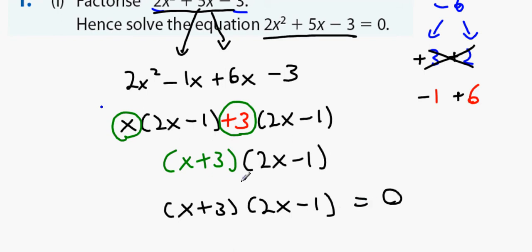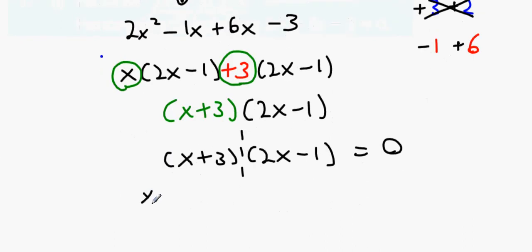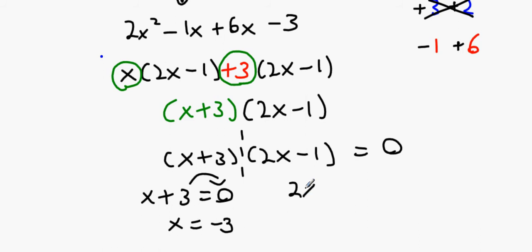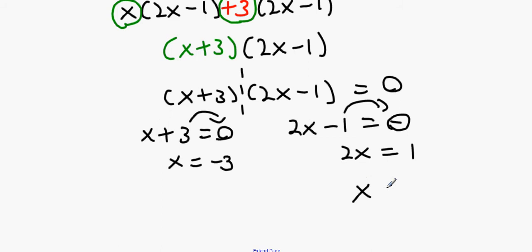This means that either the first number is 0 or the second number is 0. So this would mean x plus 3 equals 0, which would then mean that x has to be equal to minus 3, or 2x minus 1 equals 0, which means that when you bring over the 1, 2x equals 1, and then x would have to be equal to a half. Okay, that's answer part 1.